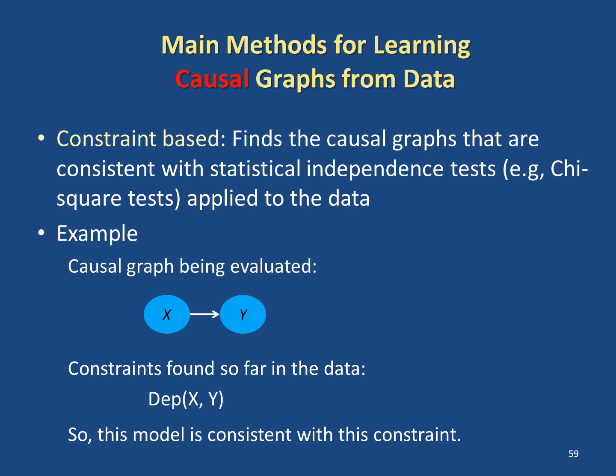Here's one of the most simple examples we could imagine, a causal graph where X is causing Y. The constraint found so far in the data is a dependency between X and Y. Well, then this model, X causes Y, is consistent with that constraint. If in fact there had been an independency in the data between X and Y, that would be inconsistent with that causal model, because we would expect X and Y to be dependent, given that X is causing Y. We'll talk about constraint-based more in a minute.